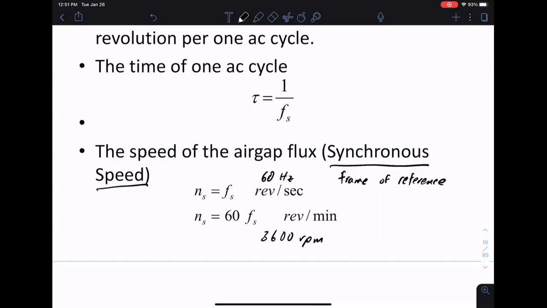Right? So we want to change the synchronous speed. Remember, the synchronous speed is our reference speed. So we want to basically make the system reference speed a little bit slower. So adding poles is basically changing the synchronous speed. That's why we add number of poles. And we want to change the synchronous speed because 3600 RPM is sometimes too fast.